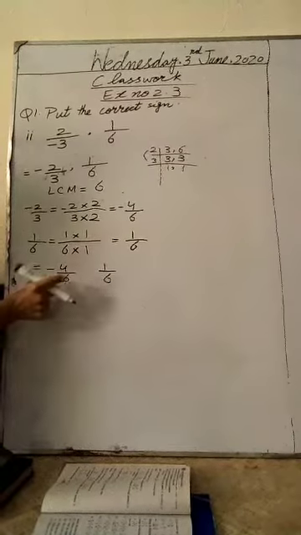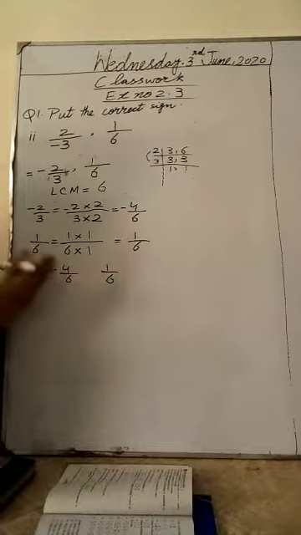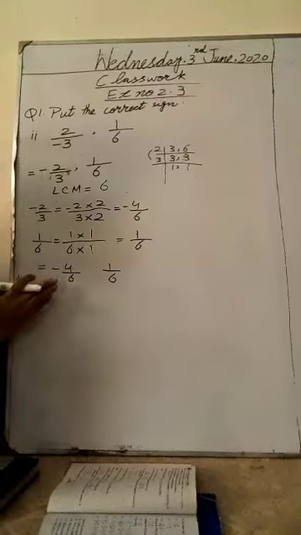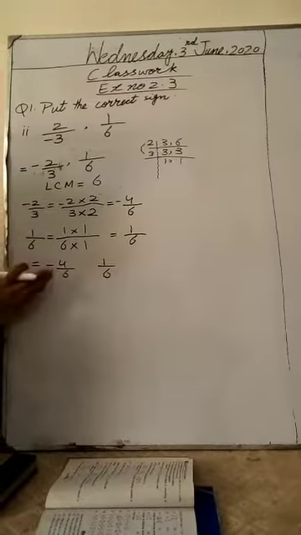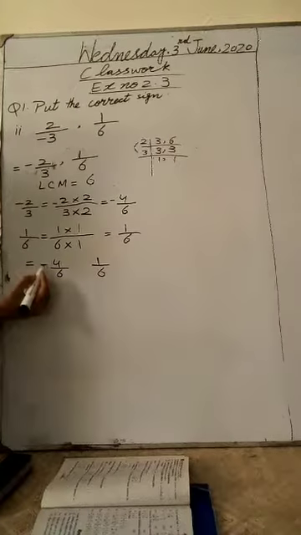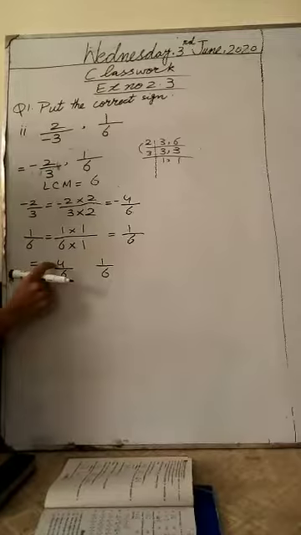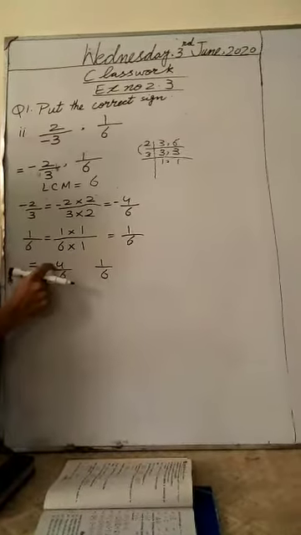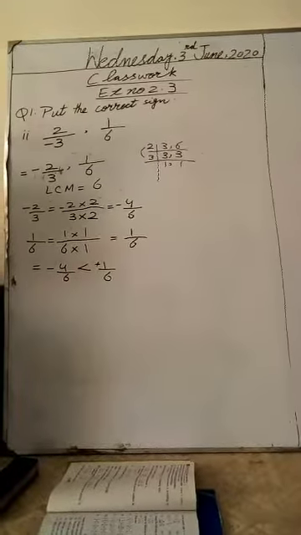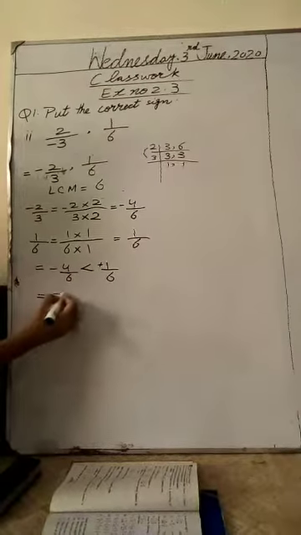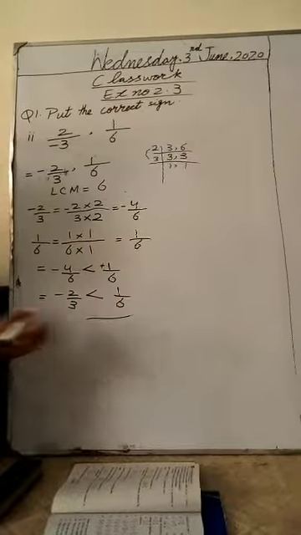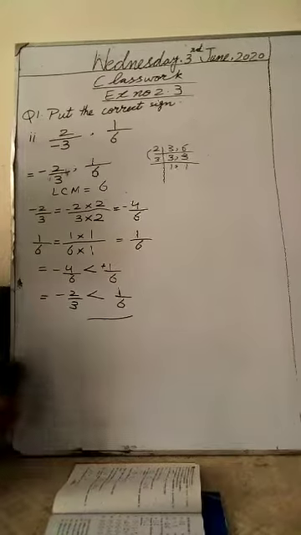For this question, understand the concept. Positive values are always bigger and larger than the negative values. So my LCM are same, so you only compare the numerators. Minus 4 is less than positive number, plus 1. Now write down the original values. Minus 2 over 3, same sign, and 1 over 6. Draw the ending line. Now I am writing the next question.